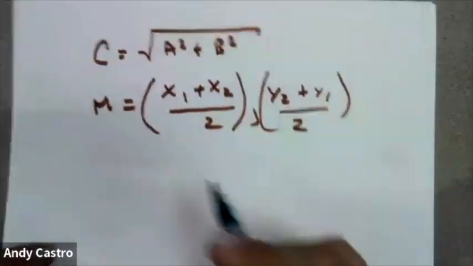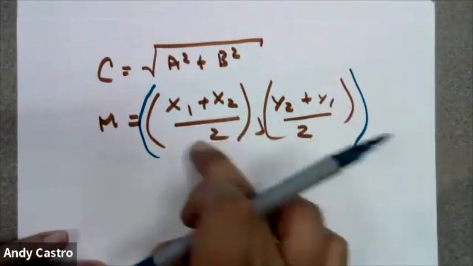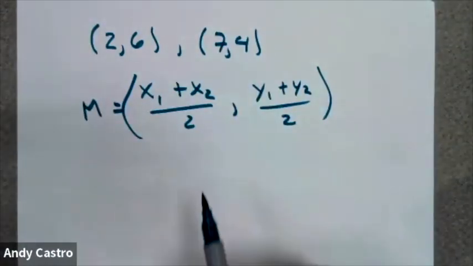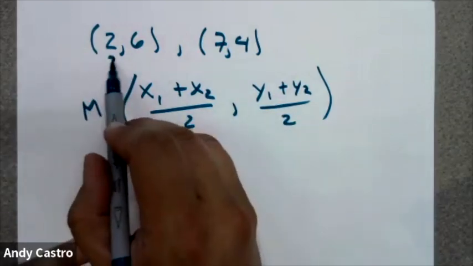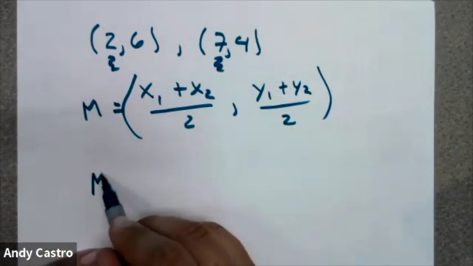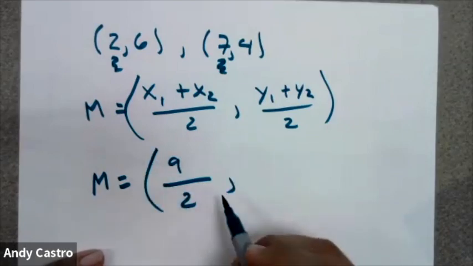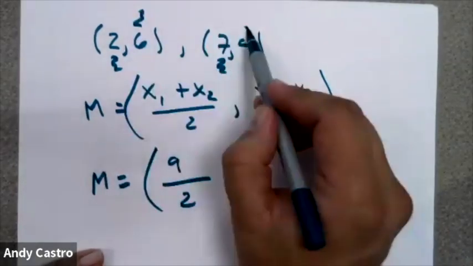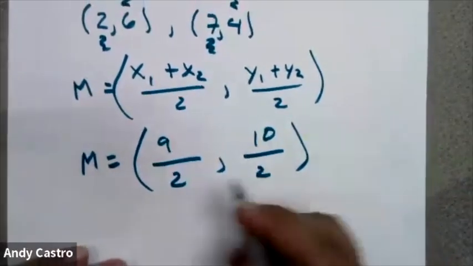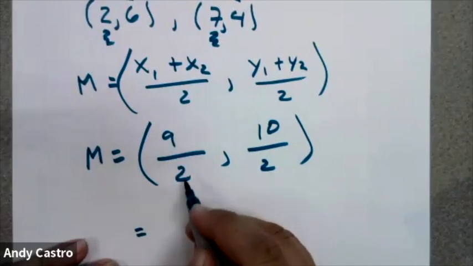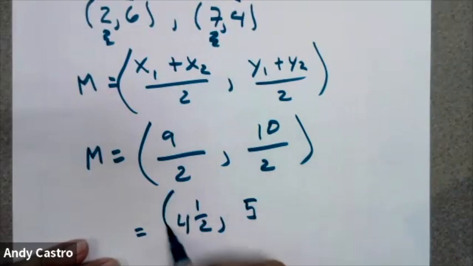And I know I've been drawing this wrong. This needs to have a bigger parentheses to show that this ordered pair exists as a comma separating the x coordinate and the y coordinate. Okay, so in this case, my x's are 2 and 7. So 7 plus 2 is 9, divided by 2, and then I have my y's. 6 plus 4 is 10. 10 divided by 2. Okay. 9 divided by 2 is 4.5. 10 divided by 2 is 5.